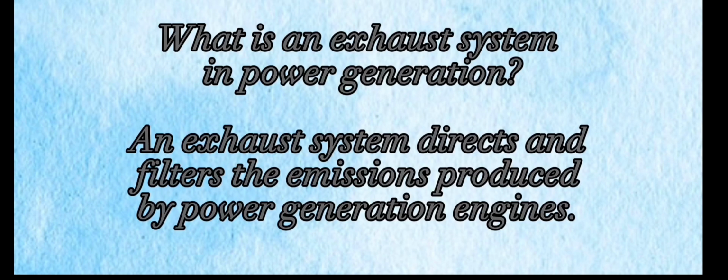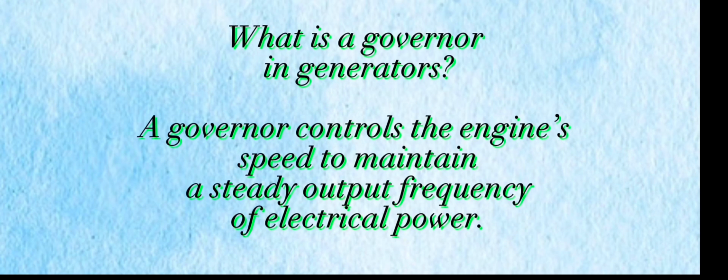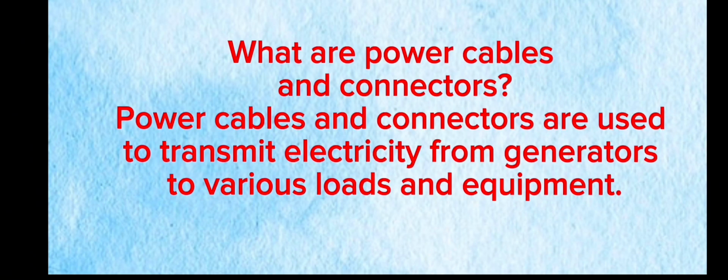What is an exhaust system? In power generation, an exhaust system directs and filters the emissions produced by power generation engines. What is a governor? In generators, a governor controls the engine's speed to maintain a steady output frequency of electrical power.